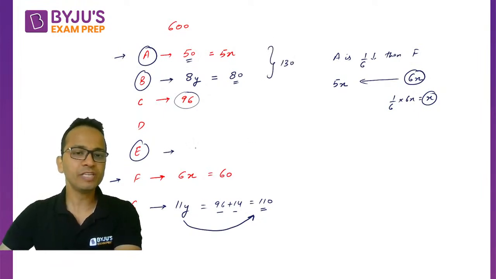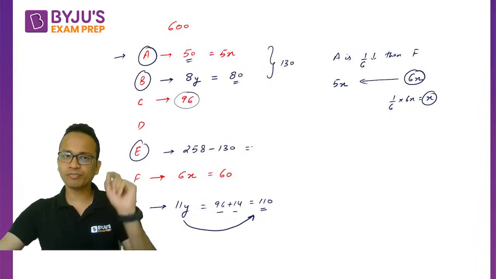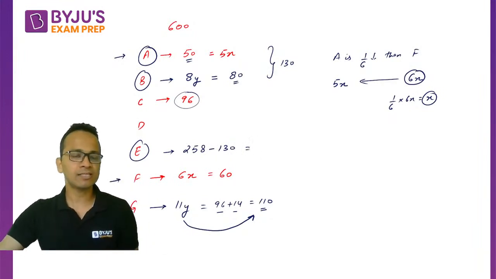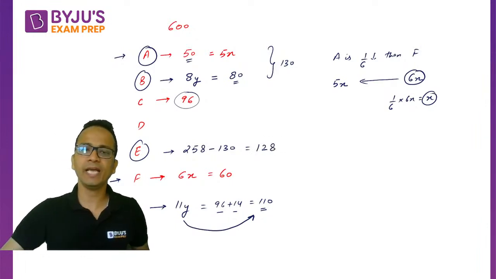So value of E will be 258 minus 130. So to calculate the value of E, from the sum of A, B and E, I have subtracted the values of A and B. So this value, yes, you all can write how much will be this value. So this value will come out to be 128.